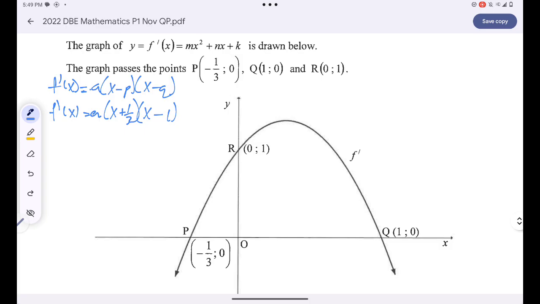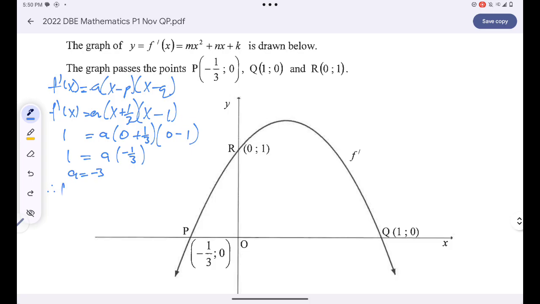I can only find the numerical value of a by substituting any point on the curve of the derivative function. I do have point R. Are we together? Point R simply says y is equal to 1 when x is 0. So I'll have a 1 this side, and I'll have a multiplied by a negative 1 over 3. You can divide both sides by negative 1 over 3. You'll simply have a is equal to negative 3, right?